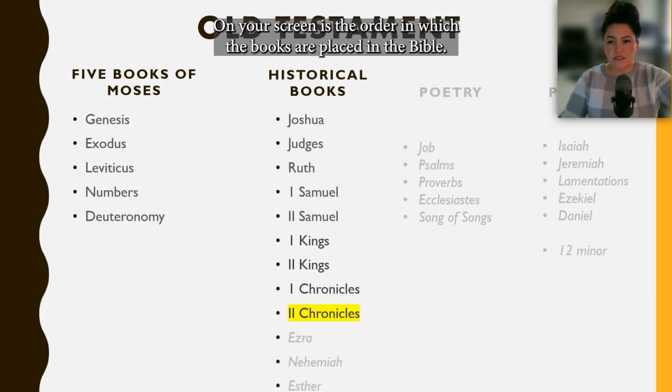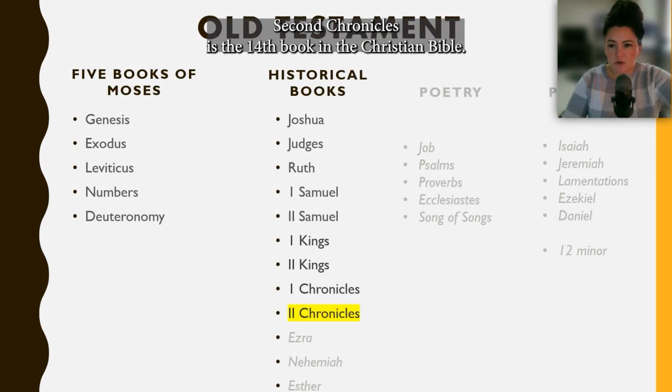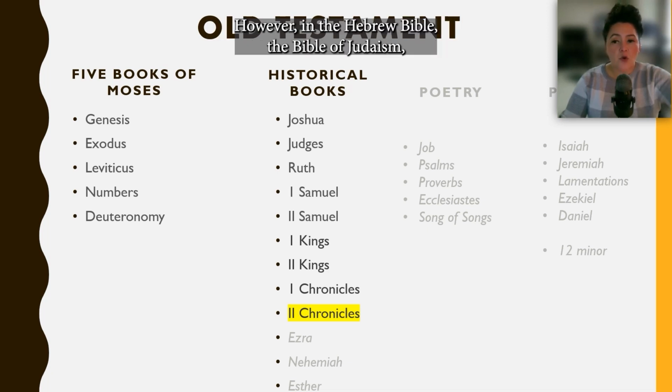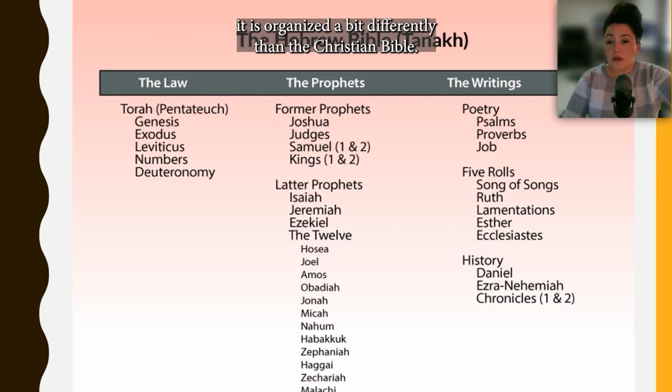On your screen is the order in which the books are placed in the Bible. Second Chronicles is the 14th book in the Christian Bible. However, in the Hebrew Bible, the Bible of Judaism, it is organized a bit differently than the Christian Bible.